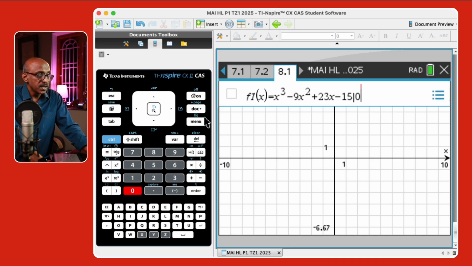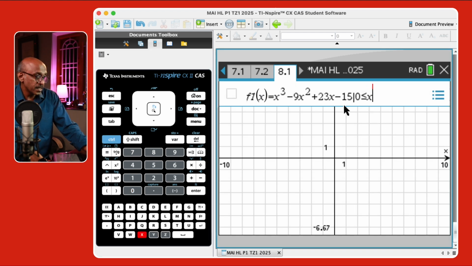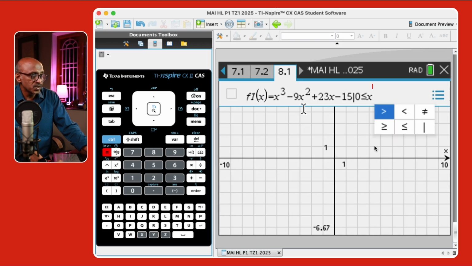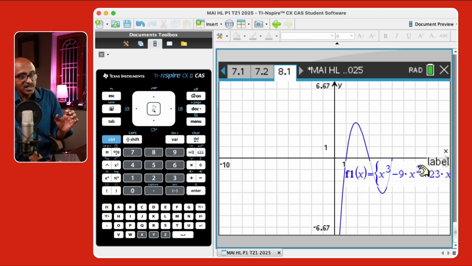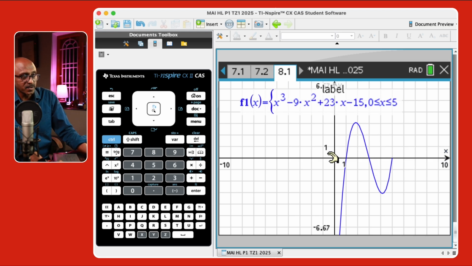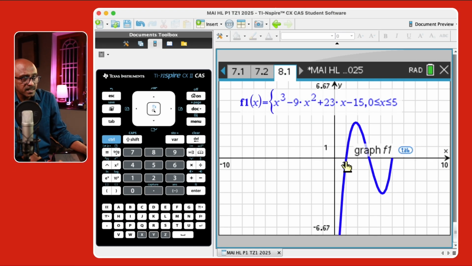Okay, so 0 less than or equal to, again you have to go through that menu, less than or equal to x, again less than or equal to, so control equal to, and then 5. The moment you hit that, it should give you the graph only for that specified domain. Find the value of a. Remember, the question says that they're all x-intercepts. It crosses the x-axis at x equals 1, x equals 5, x equals a. When you look at the calculator, you can see that's x equals 1, and 2, 3, 4, 5. That's x equals 5. That should be x equals a, and clearly you can see that a must be equal to 3.